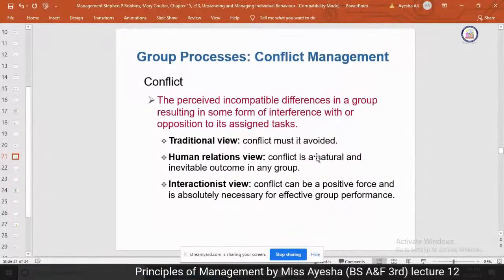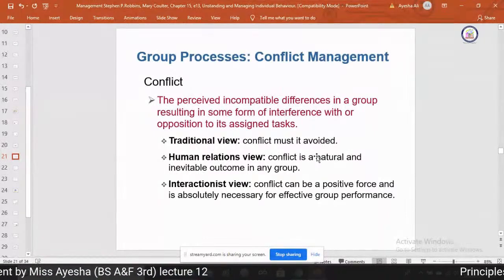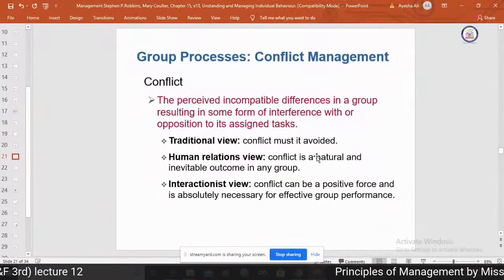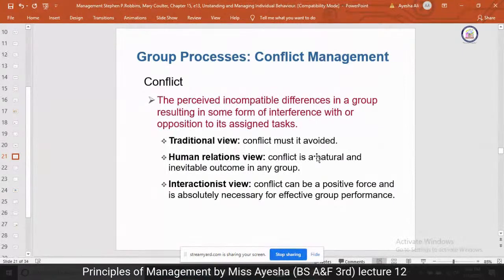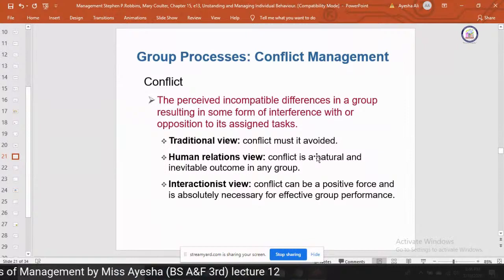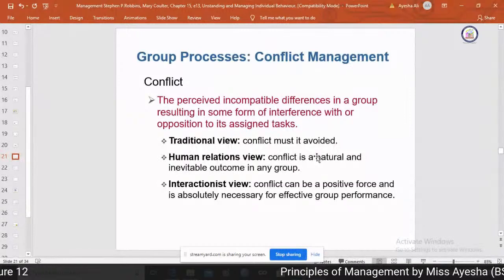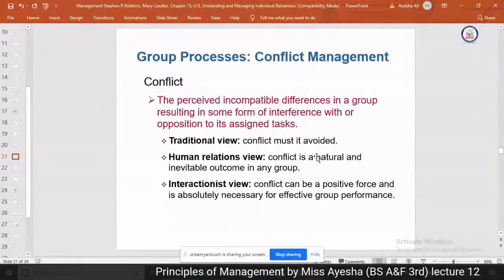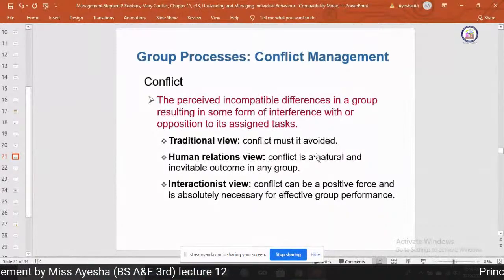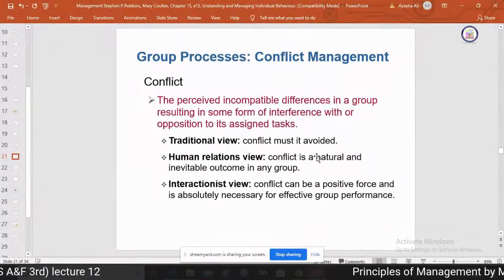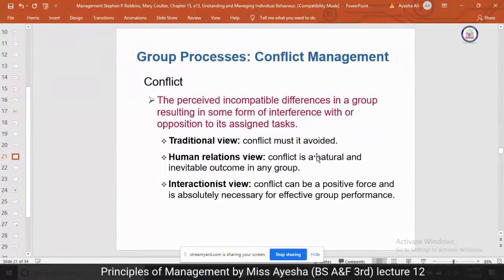Conflict management is basically about discussing the conflict which we have in the group, the perceived incompatible differences in a group. In every group we have some sort of conflict. We do not agree with the points of others, and we have opinions which do not match with others. There are three types of views. The traditional view is that conflict must be avoided. We have to resolve it, we have to stop it.